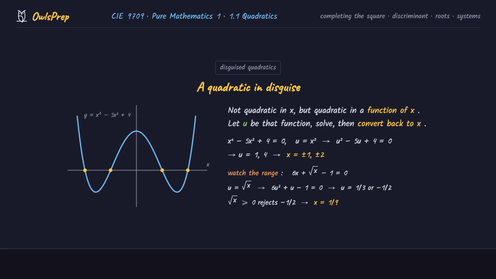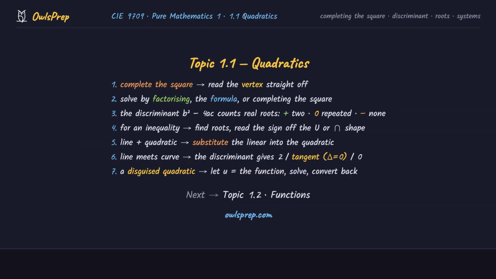The same idea works when the hidden function is something else, like a tangent. So that's topic 1.1, Quadratics, 7 key points. 1. Complete the square to read the vertex straight off. 2. Solve equations by factorizing, the formula, or completing the square. 3. Let the discriminant be b squared minus 4ac. Count the real roots before you solve. Positive gives 2, 0 gives 1 repeated, negative gives none.